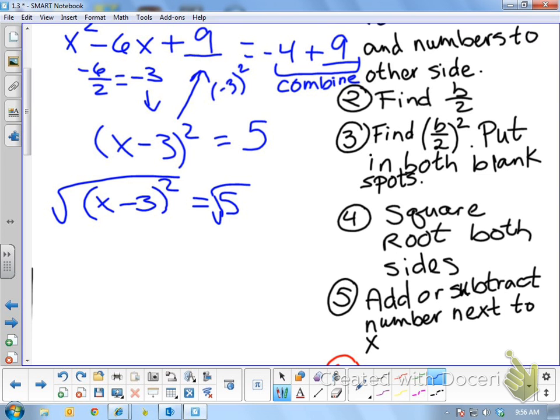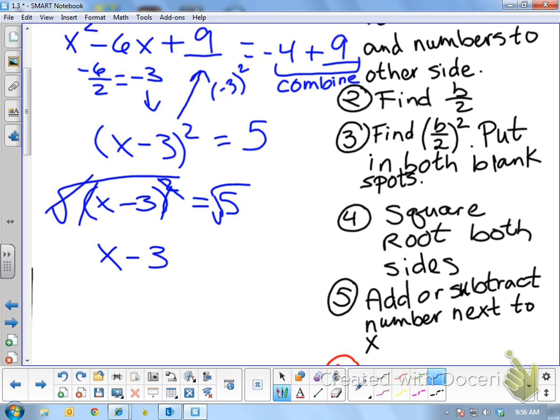What are we doing? So if it's squared, squared cancels with square root. They are opposites. And when that happens, it also gets rid of the parentheses. The only reason we needed parentheses is because we were squaring it. Once the squared's gone, I don't need those anymore.